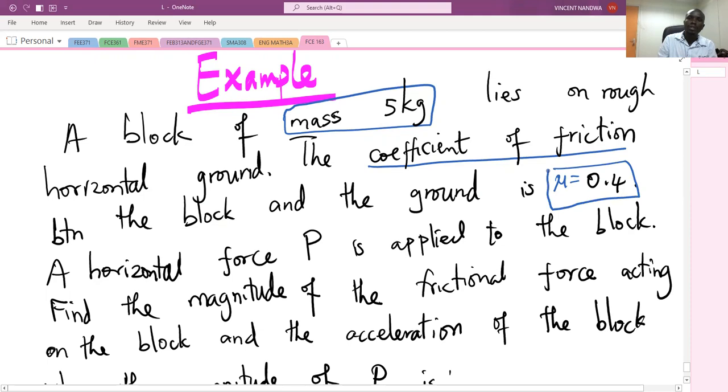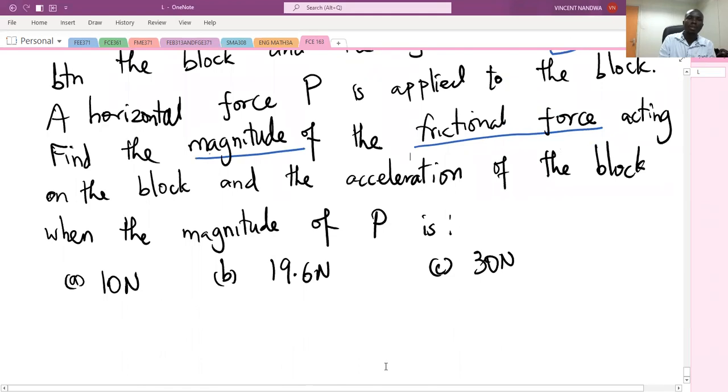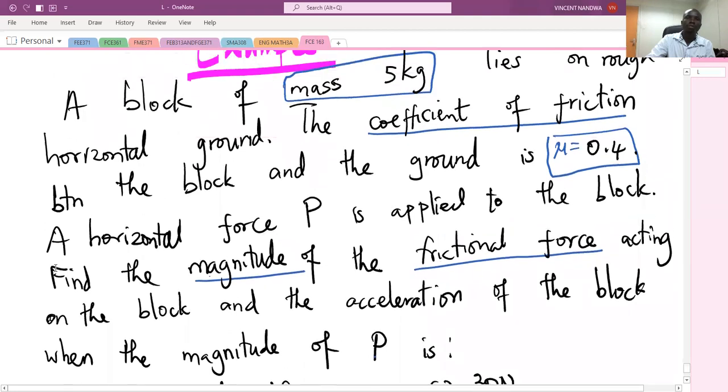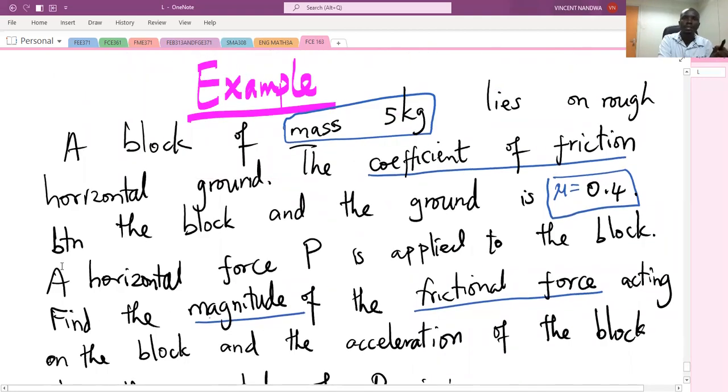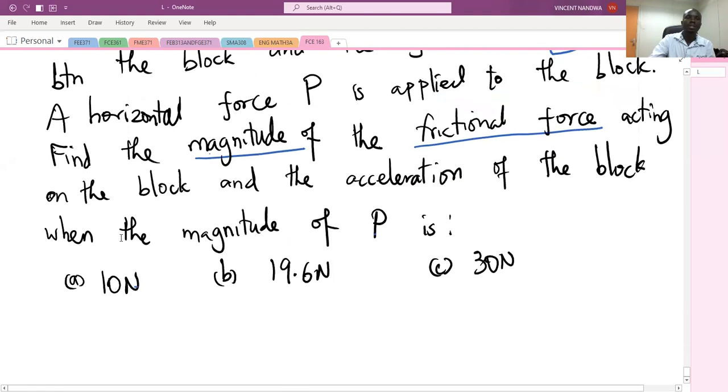And then the other information is that a horizontal force P is applied to the block. Find the magnitude of frictional force acting on the block and the acceleration of the block when the magnitude of force P is either 10 Newton, 19.6 Newton, and 30 Newtons. The best way to solve this problem will be to draw the sketch representing the forces acting on the particle, and then start analyzing each case differently, A, B, and C.